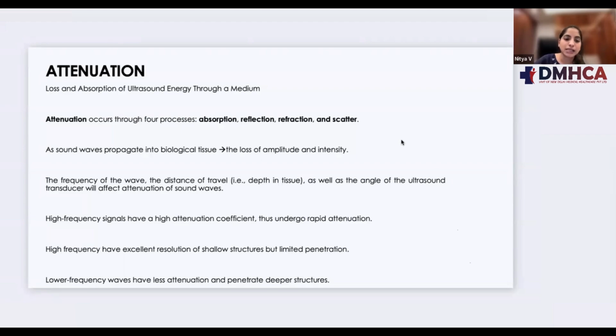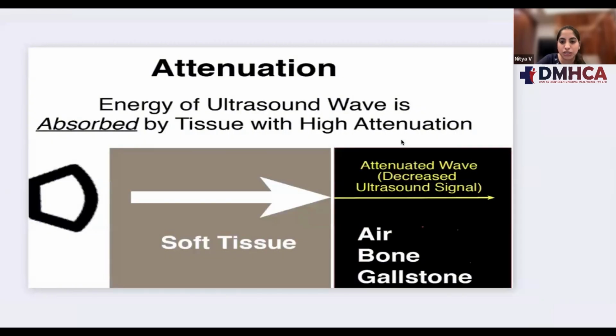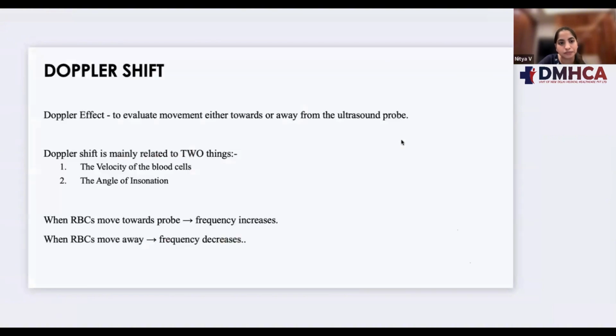High frequency signals have excellent resolution, but they undergo rapid attenuation. Again, high frequency signals have great resolution, but the penetration will be limited. Lower frequency waves have less attenuation and can penetrate deeper structures as well. So attenuation is the decrease in the ultrasound signal, which is more in air, bone, or gallstones.